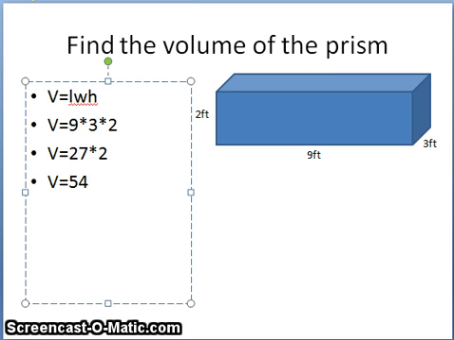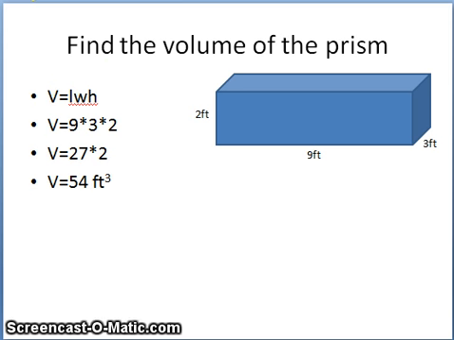Now I do need units. Just like we did the volume had units on the cubes, same idea. It would be feet cubed because it is volume. It's also feet cubed because we did 2 feet times 9 feet times 3 feet. So that was feet times feet times feet, which would be feet cubed. So that's another reason. Okay, so that's really all there is to this. When it's a rectangular prism, it should be super, super easy.